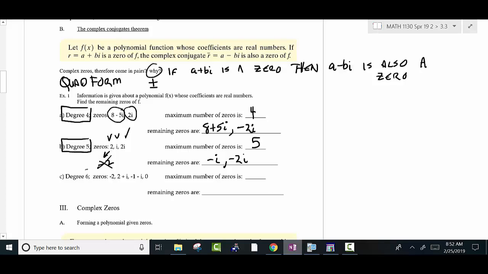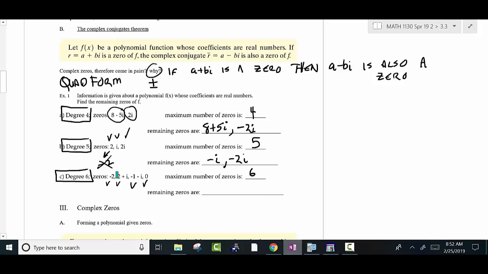Okay, right, and then the next one, you got a degree of 6. So that means the maximum number of zeros is 6. And let's see, I've given you what? 1, 2, 3, 4. So you got to give me the other 2 zeros. What are the other 2 zeros? 2 minus i. What else? Negative 1 plus i. Right.